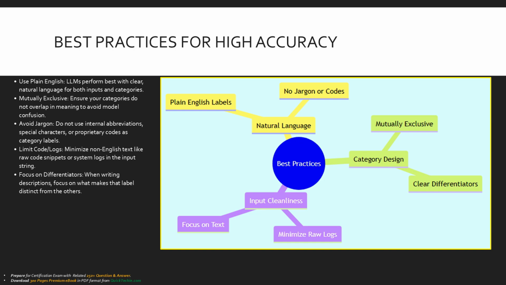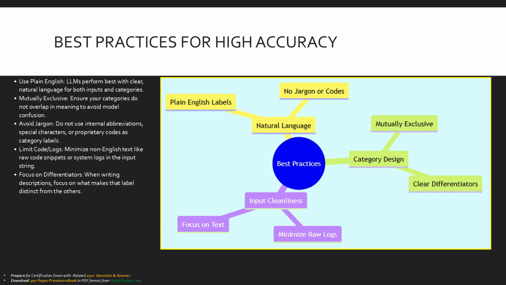Third, try to limit raw code snippets or heavy system logs in the input text. While the function won't fail, excessive non-language characters degrade semantic understanding. Finally, when writing category descriptions, highlight the unique differentiators. Tell the model exactly what separates this category from the rest. This mind map summarizes our best practices into 3 pillars.